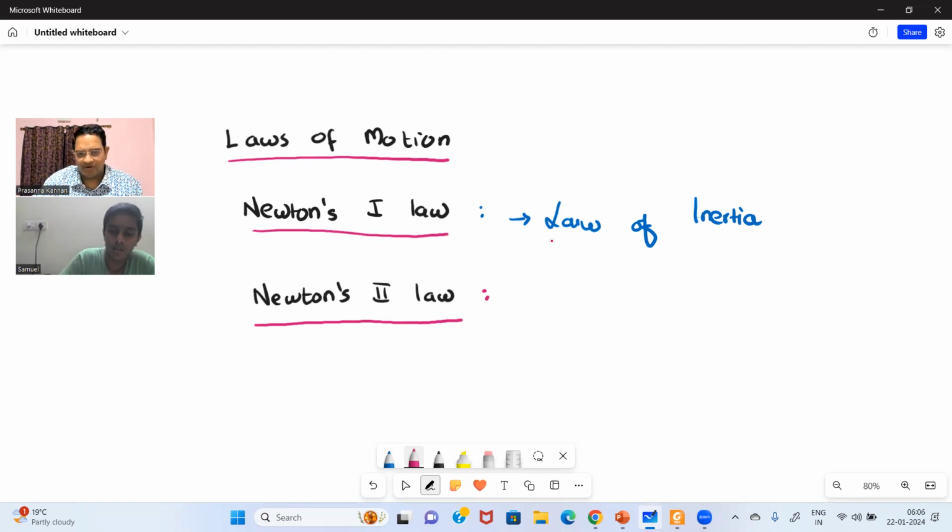What does inertia depend on? Mass. Yes. Greater the mass, greater the inertia. Good. Okay. What is Newton's second law? The rate of change of momentum in a body is directly proportional to the force, and it takes place in the direction along which the force acts. Very good. Can you repeat? You missed one word.